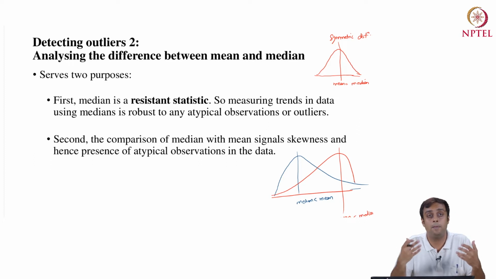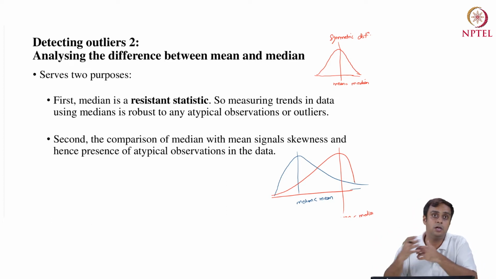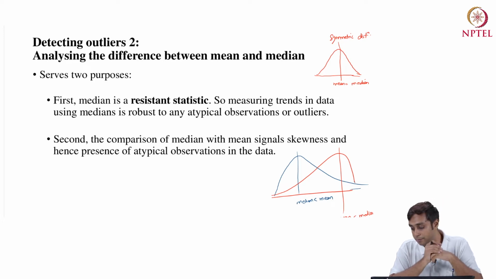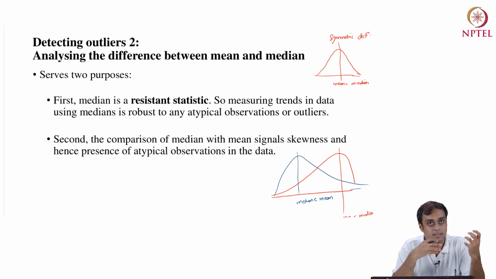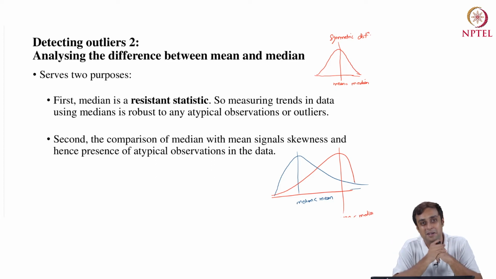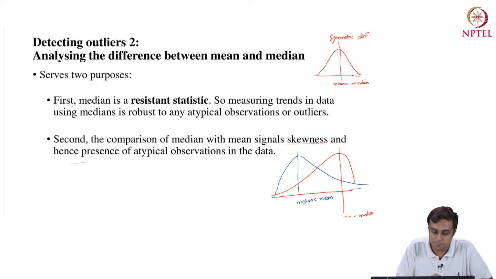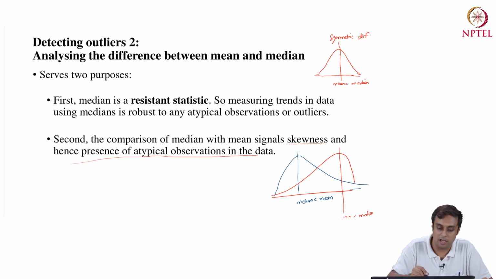They can mislead you about the status of a given statistic that you are studying. So whenever we summarize the mean, we should, as best practice, as data scientists, statisticians, applied economists, social scientists, engineers, always also look at the median value to get a full picture. Second, the comparison between the median and the mean signals skewness, something that we have covered before, and hence the presence of atypical observations in the data, something that we have spent the previous 5-10 minutes thinking about.